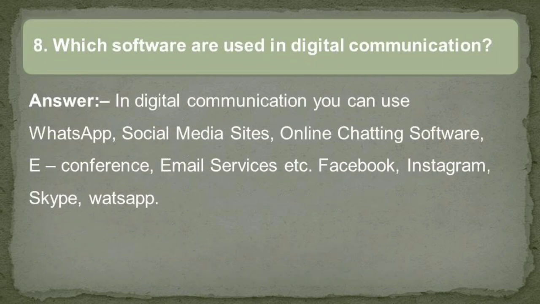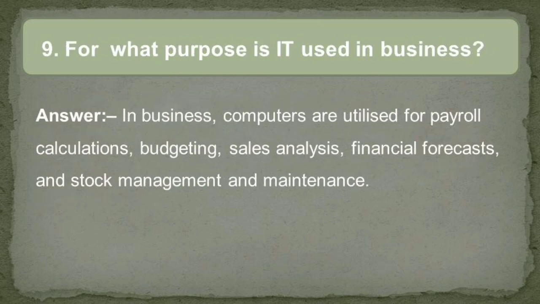Question 8. Which software are used in digital communication? Answer. In digital communication, you can use WhatsApp, social media sites, online chatting software, conference, email services, etc. Facebook, Instagram, Skype, WhatsApp. Question 9. For what purpose is IT used in business? Answer. In business, computers are utilized for payroll calculations, budgeting, sales analysis, financial forecasts, and stock management and maintenance.